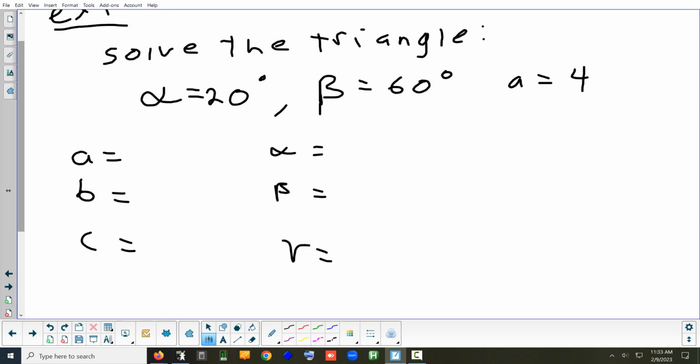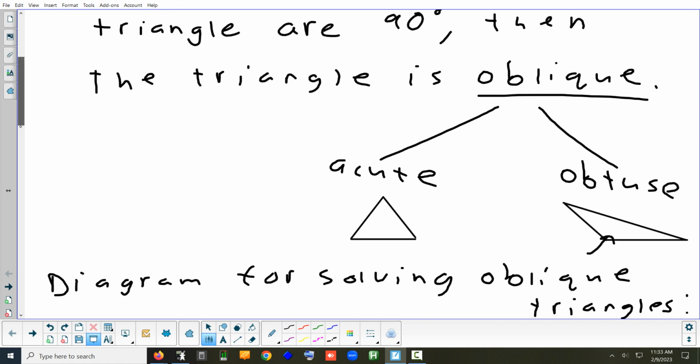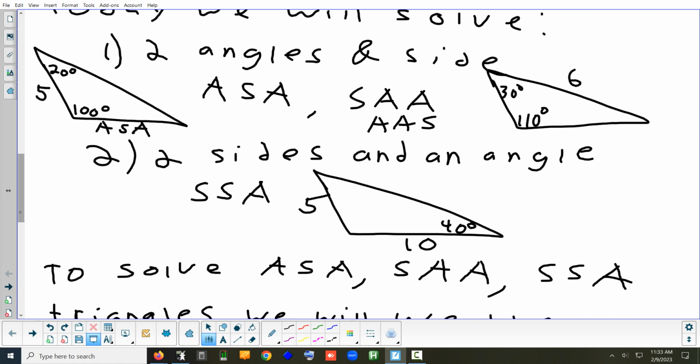And you can draw a diagram if you need to. You're not really dealing with opposite, adjacent, and hypotenuse, so you don't have to visualize the position of things quite as much. We know alpha is 20, beta is 60, and A is 4. The only thing the diagram is helpful for is figuring out what kind of problem you have. Is it angle, side, angle, angle, side, side?